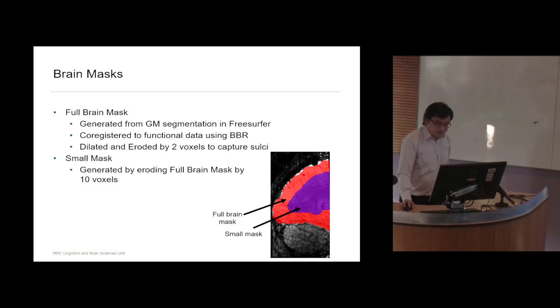Firstly was the full brain mask, and this was just generated using the gray matter segmentation in FreeSurfer and registered to the functional data in BBR. And I just did a simple dilation and erosion just to make sure that all the sulci voxels are captured as well. To generate the small mask, all I did was erode the full brain mask by 10 voxels. And on the right hand side, you can see what it looks like.